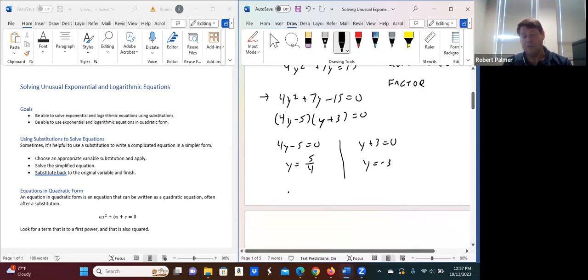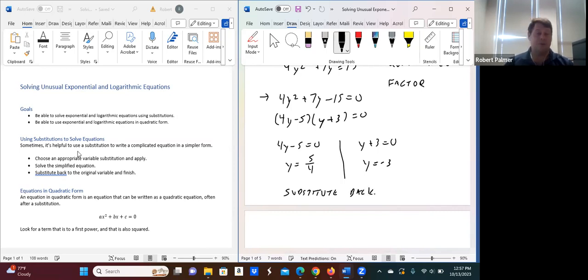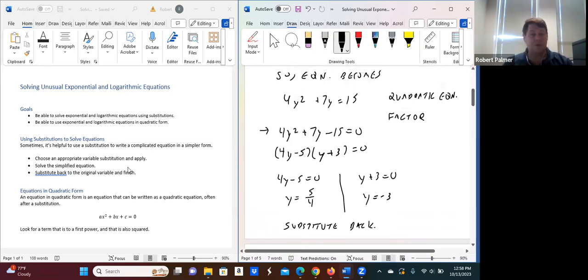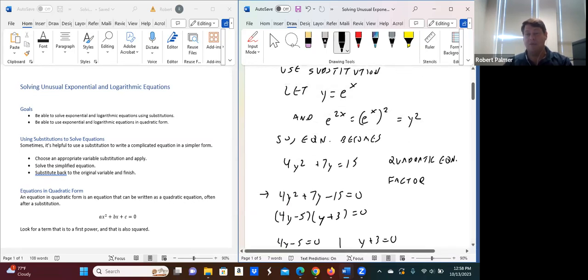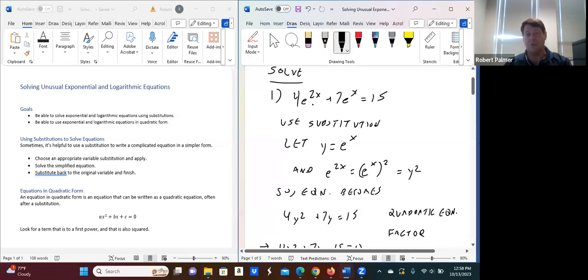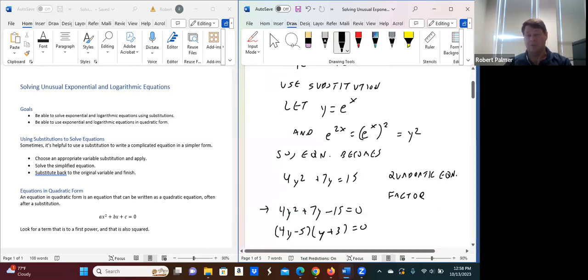Now, what I want to do is substitute back, so put it back in terms of e to the x. So my method was to choose an appropriate substitution to apply, and the reason I chose it is the quadratic form: we can see we essentially have e to the x and e to the x squared. So we have a term to the first power and a term squared. In some cases we can write it essentially as a quadratic equation, like we did here.